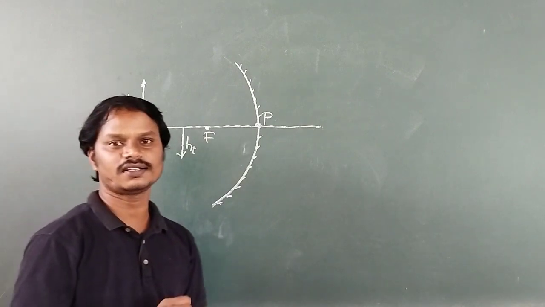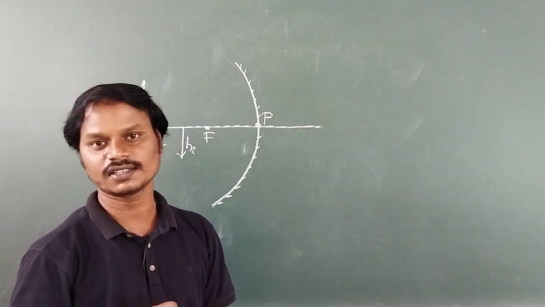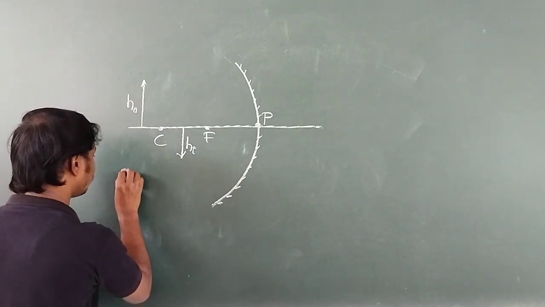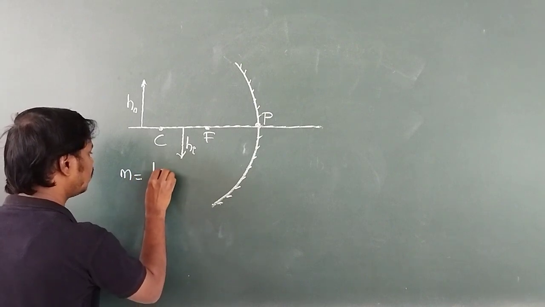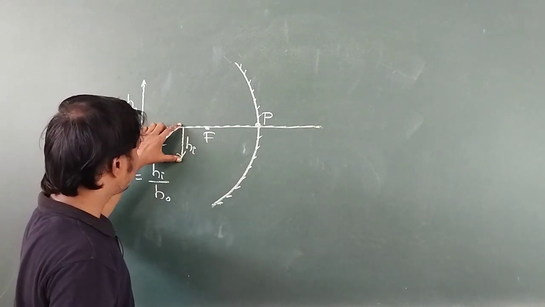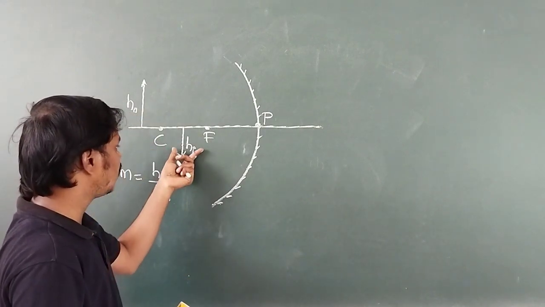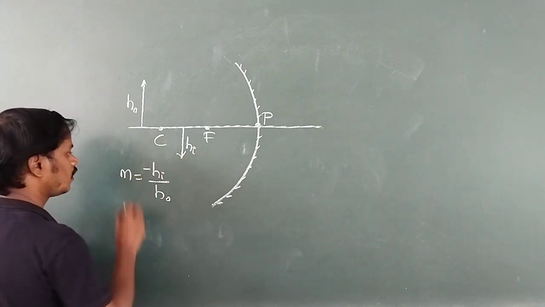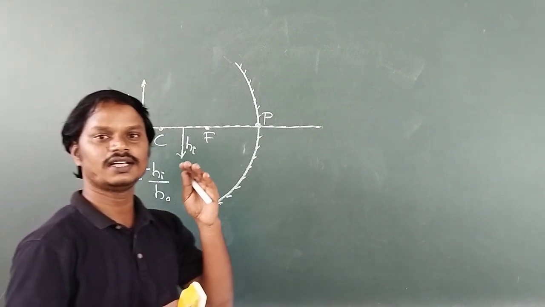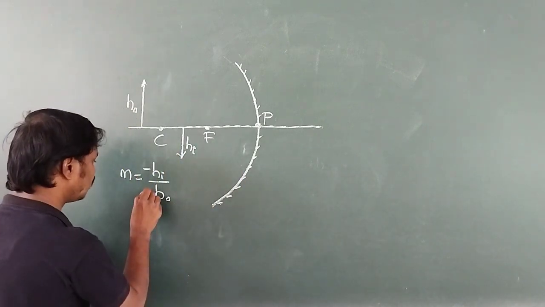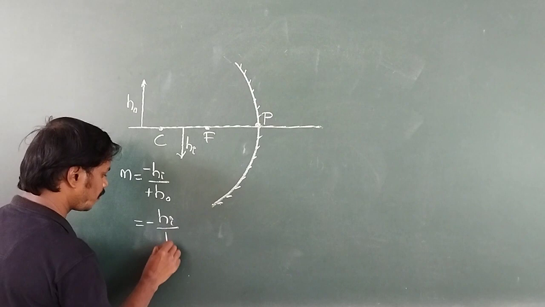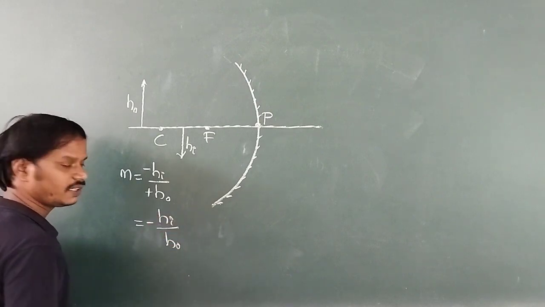Then by the definition of lateral magnification. What is the definition of lateral magnification? It is the ratio of height of the image to the height of the object. So let us write M is equal to HI by HO. Here we have to use sign convention. Height of the image is measured in which direction? Downward direction. That is why the height of the image is taken as negative. And the height of the object is measured in the upward direction, so it is taken as positive. Then negative by positive, again it is negative.